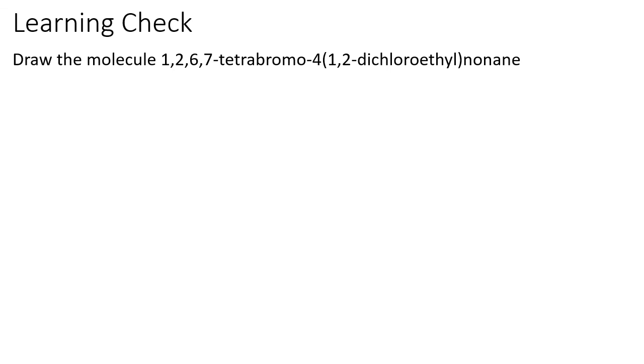So let's work the other way around now. Draw the molecule 1,2,6,7-tetrabromo-4-(1,2-dichloroethyl)nonane. So we got nonane, which tells us there's going to be 9 carbons in the longest chain. And notice how you have a number with parentheses within it? That kind of tells you, hey, you got a subbranch that you're going to have to draw, where you got that number right in front of that parenthesis. So we're going to start off with drawing 9 carbons in our longest chain. 1, 2, 3, 4, 5, 6, 7, 8, 9.